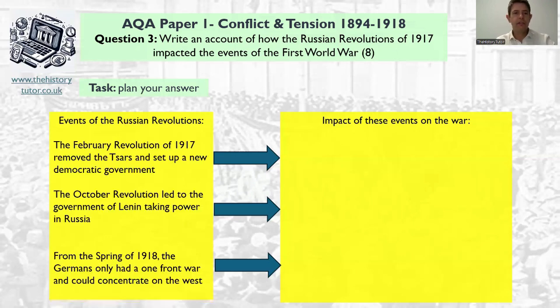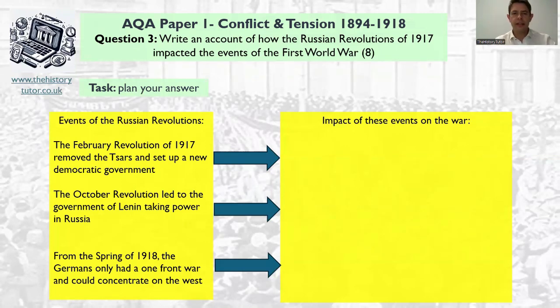So here we go. So events of the revolution that I've chosen, you might have other ones, is obviously the February Revolution 1917, remove the Tsars and set up a new democratic government. That's pretty important. Then there's an October Revolution where Lenin takes power. And then we have in the spring of 1918, the Germans are only fighting on one front because Lenin has taken Russia out of the war. So those are some key events.